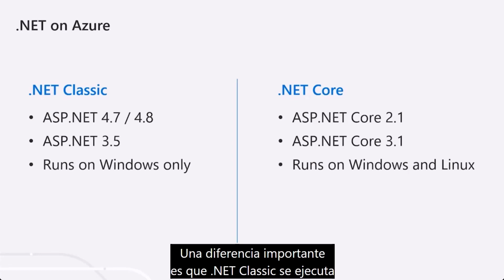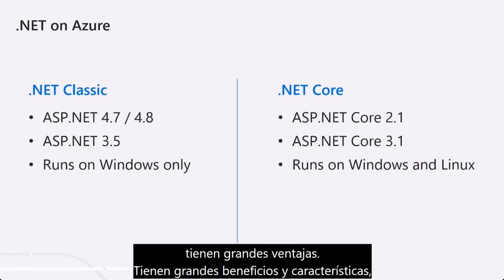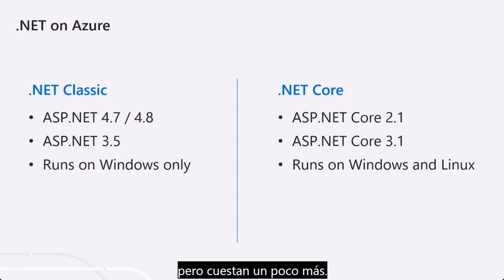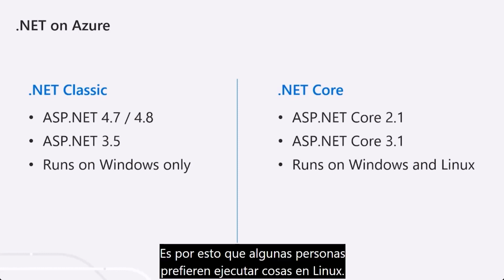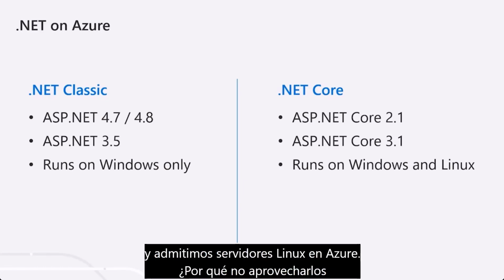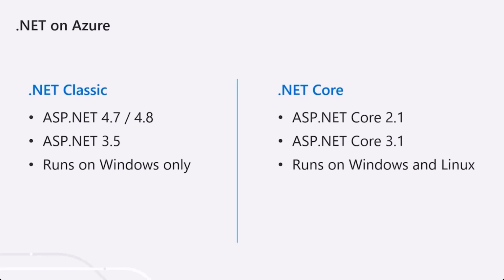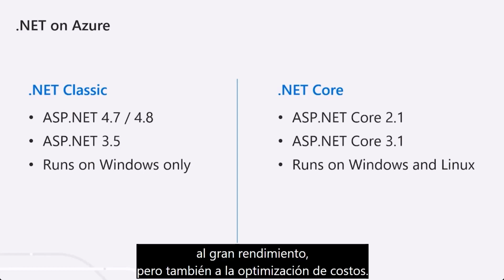Major difference, .NET Classic runs on Windows only, and we all know that Windows servers have great advantages, great benefits and features, but they do cost a little bit more, and so this is why some people prefer to run things on Linux, or maybe because most of the web these days runs on Linux servers. We do support Linux servers on Azure, so why not take advantage of them for your .NET application by using .NET Core? That would be a great move into great performance, but also cost optimization.